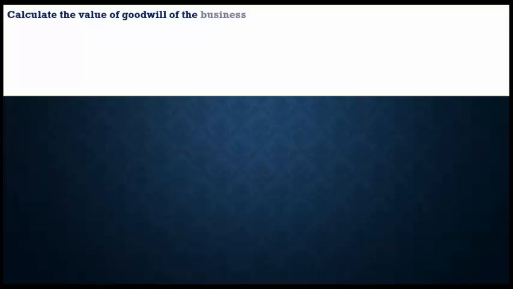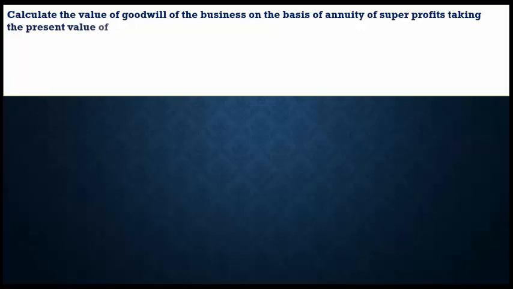Calculate the value of goodwill of the business on the basis of the annuity of super profits, taking the present value of an annuity of ₹1 for 5 years at 10% interest as ₹3.78. What does it mean? You can understand this by taking this statement.